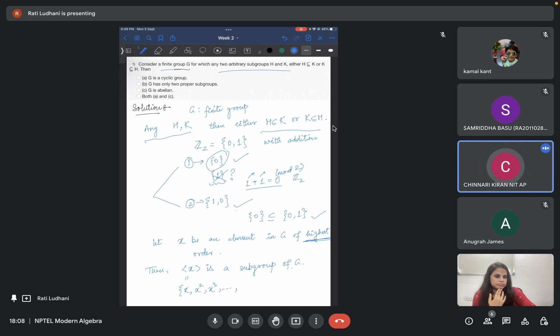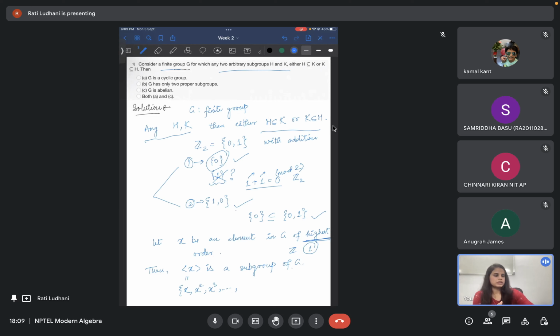Because the highest power of x should contain the group. No, that is right. Basically I am asking why the order cannot be infinite. For example, if you have integers and you take 1, then the order of 1 is infinite, because 1 plus 1, 1 plus 1 plus 1 plus 1, you will have all the integers, and you will never come up with 0. So this is actually infinite.